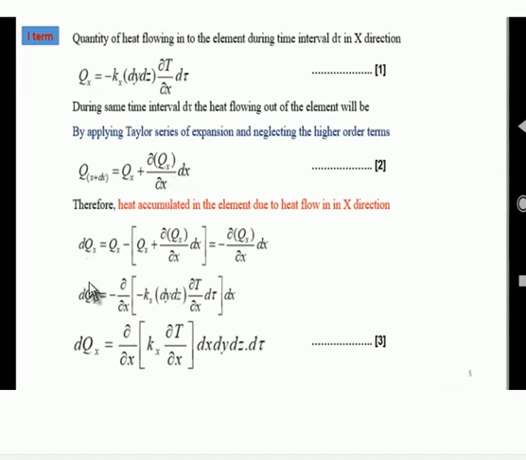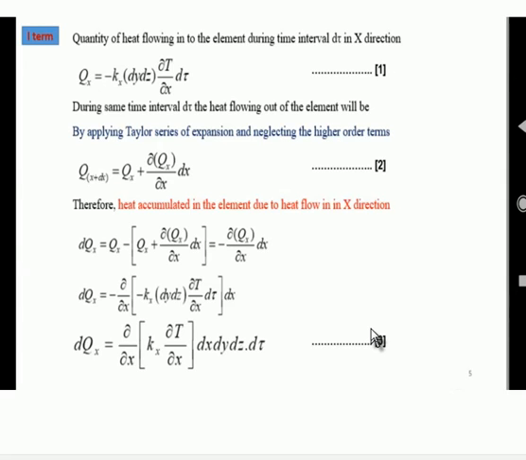Next, simplify it now. dqx is equal to dou by dou x, minus into minus becomes plus, kx dou t by dou x, so dx dy dz d tau. It is equation number 2.